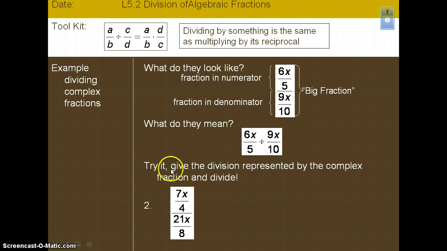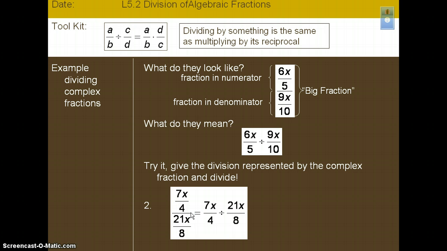So let's go ahead and take a look at number 2. First step would be to rewrite the division horizontally rather than in fractional form. So take a moment in number 2 to rewrite the division that is being implied here by 7x over 4 over 21x over 8. If we take a moment to rewrite that division, the big fraction bar is found right here, meaning we actually have 7x over 4 divided by 21x over 8, which we know would become a multiplication. 7x over 4 times 8 over 21x.